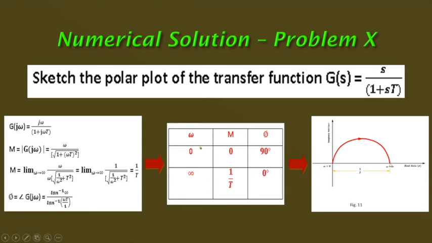So this is 0 degree axis. Plus 90 to 0, then magnitude is increase, and this magnitude is 1 by T when omega equal to infinity. This is the finishing point. Axis is 0 degree axis.